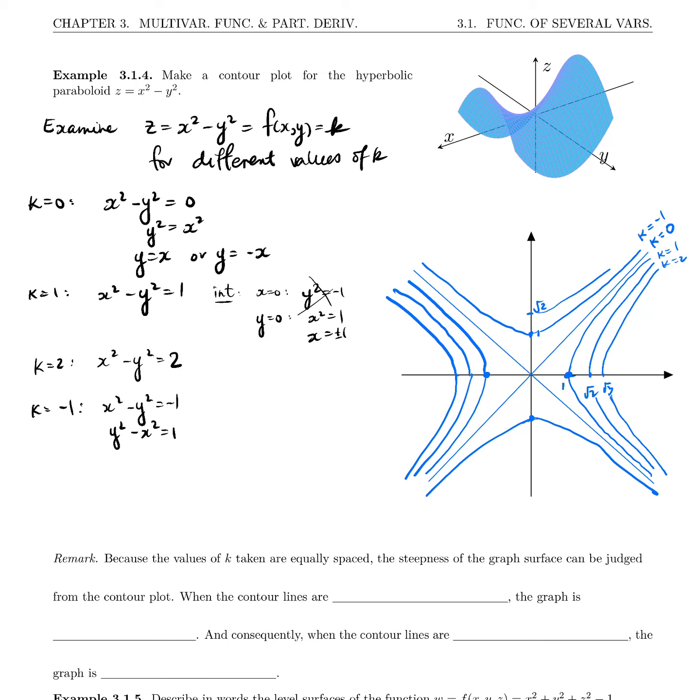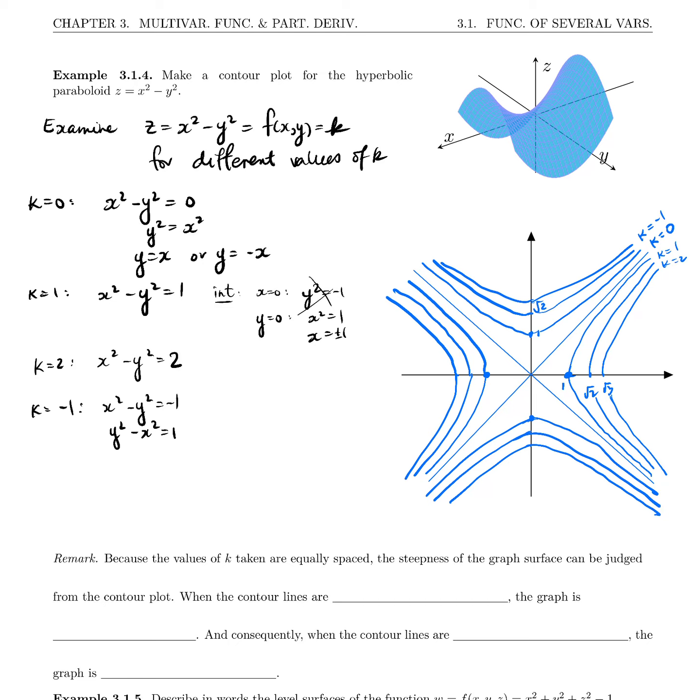And same thing, when k is equal to 3, I'll get root 3. So there's a very rudimentary contour plot for our hyperbolic paraboloid. Now, strictly speaking, that's all the question asks me to do, although I should label it.